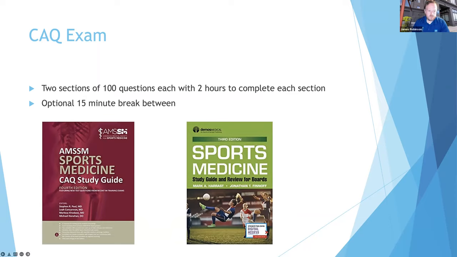The AMSSM Sports Medicine CAQ Study Guide is a question and answer book, and that's where our questions tonight are going to come from. And then the Sports Medicine Study and Review Board, Study Guide and Review for the Boards, is more of a text format talking about the different topics that are commonly on the CAQ exam.